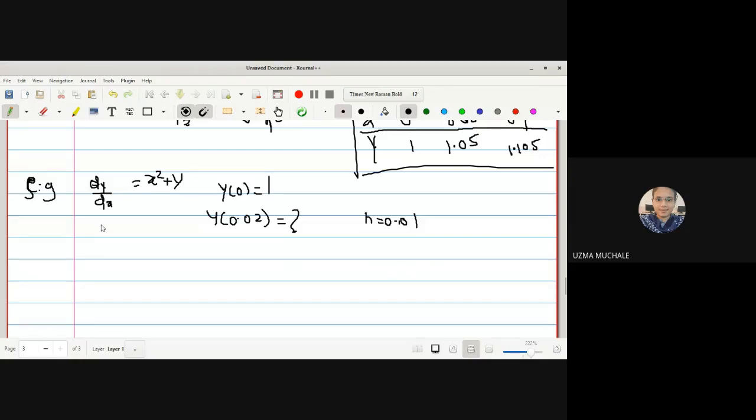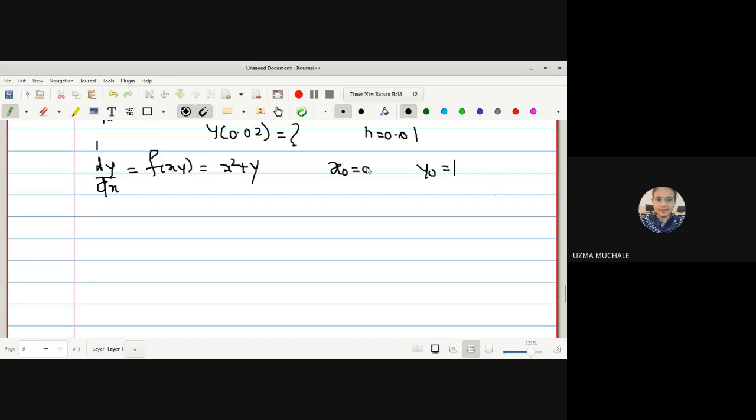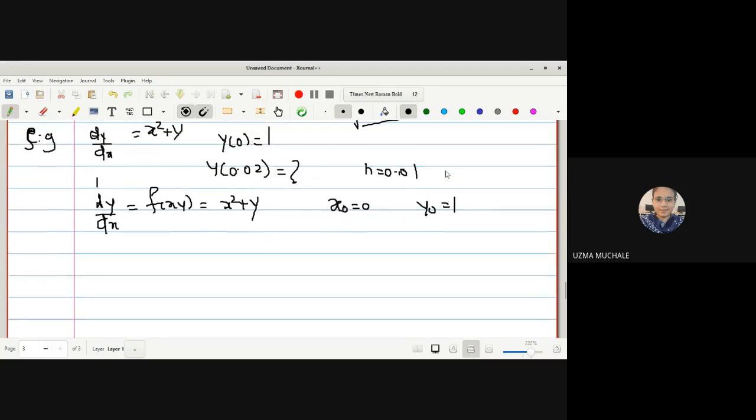आता function काय असणार आहे, dy by dx is nothing but your function from the values whatever we have provided. dy by dx is nothing but f of xy which is equal to x square plus y. Okay, we have solved the examples using Euler's method also. In the methods also we have assumed dy by dx is f of xy. What is x naught, it is 0. What is y naught, it is 1. h is 0.01. We found x naught and y naught from the initial conditions. x naught is 0, y naught is 1.